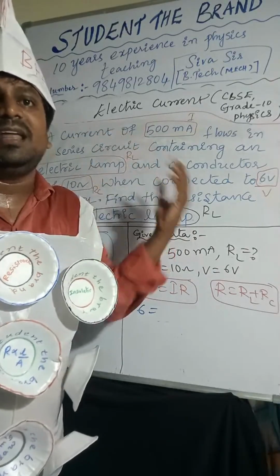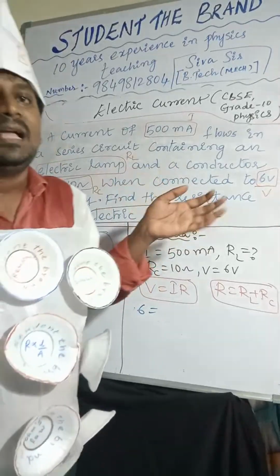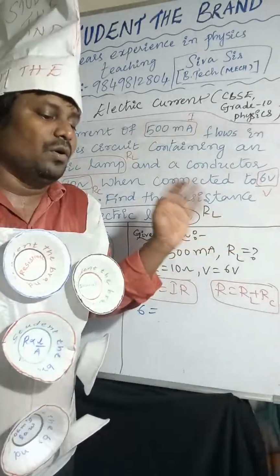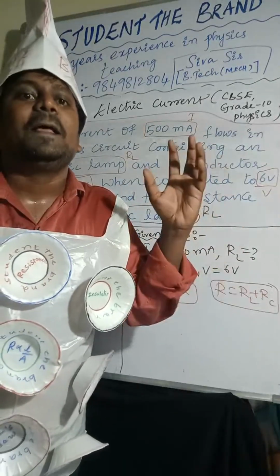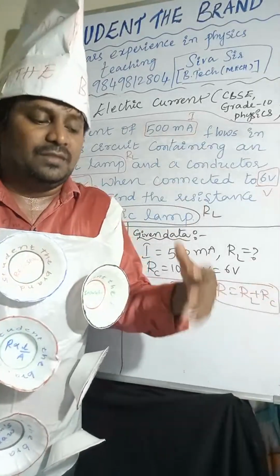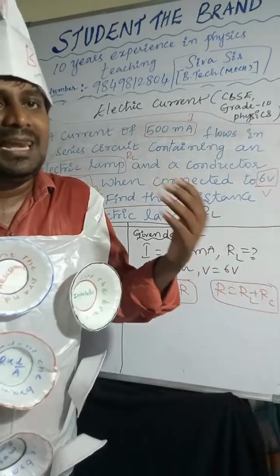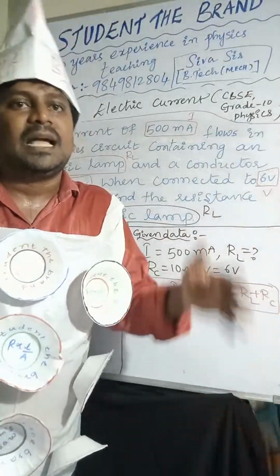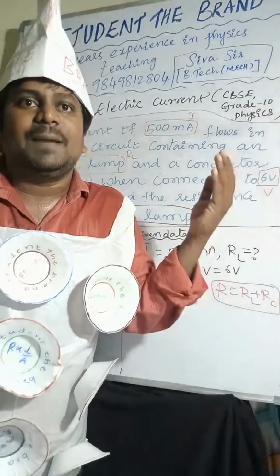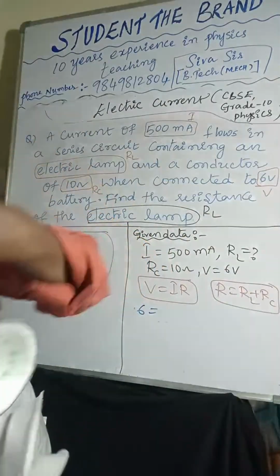You have to think in exam point. Sir, M is there, mega, I'll write. No, that is milli. Milli is nothing but 10 power minus 3. So if it is ampere, 10 power minus 3 ampere. Milliampere means 10 power minus 3 ampere. So keep that one in mind.